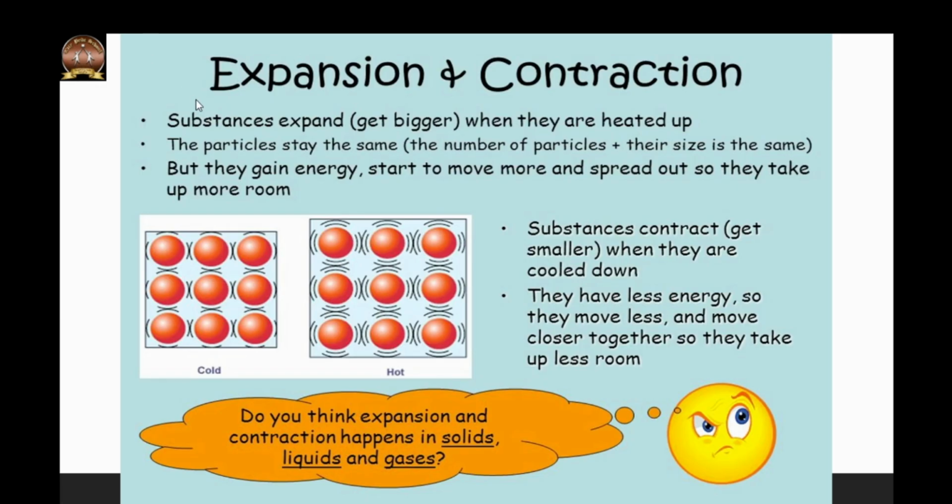Like you must already have guessed, substances expand or get bigger when they are heated up. The particles stay the same, that is, the number of particles and their size remains the same. But as you heat up a substance, the particles or their molecules gain more energy and start to move and spread out more. The substances contract or get smaller when they cool down. That is, they have less energy, so they move less, and they move closer together, so they take up less room, or they contract.